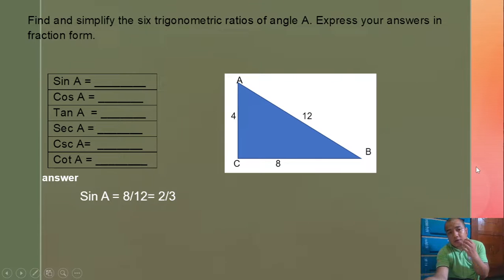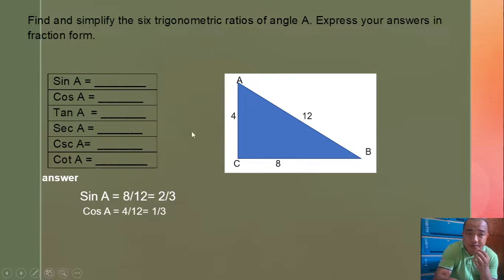Alright. Okay, meron pa dito. Find and simplify the 6 trigonometric ratios of angle A. Express your answer in fraction form. So, sine A. The answer is opposite over hypotenuse. 8 over 12 or 2/3. How about cosine A? Adjacent side over hypotenuse. 4 over 12 or 1/3. How about tangent A? Opposite side over adjacent side. 8 over 4 or 2.